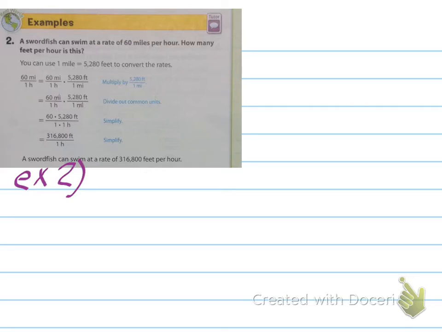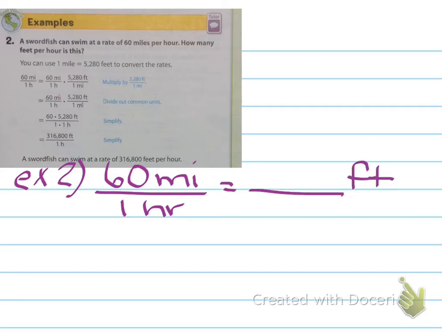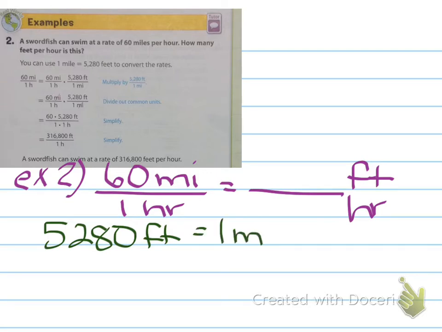Example number 2 said a swordfish can swim at a rate of 60 miles per hour. How many feet per hour is this? So I'm going to start with 60 miles per hour. So I'm going to start with my original, and I want us to convert it to how many feet per hour. So our hour is going to stay the same, but our feet's going to change. So we need to come up with our magic 1, and our magic 1 for this is going to be from miles to feet. And if you look in your reference sheet, it says that 5,280 feet equal 1 mile.